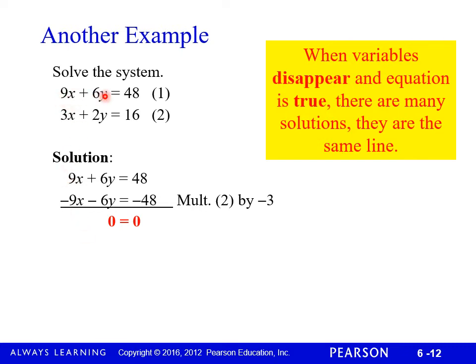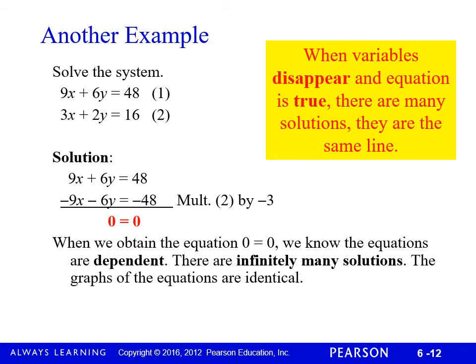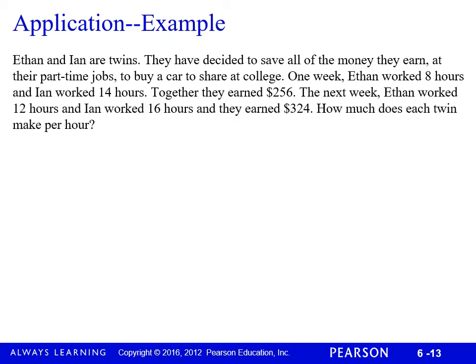Notice if you divided the first equation by 3 on both sides, you would get the second equation. So they're just multiples of each other. When we obtain the equation 0 equals 0, we know the equations are dependent. There are infinitely many solutions. The graphs of the equations are identical. So let's look at some problems now.